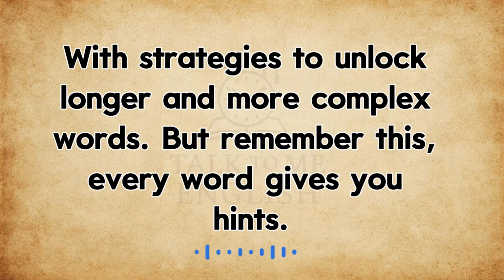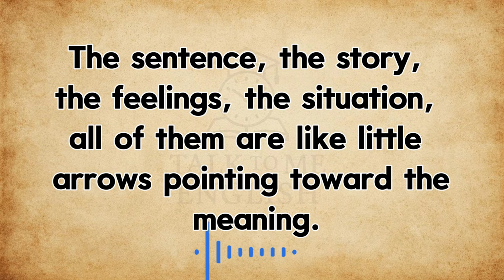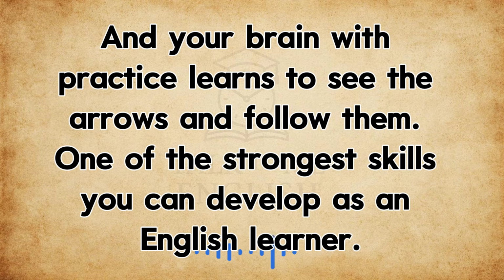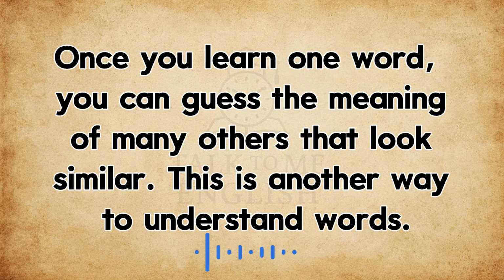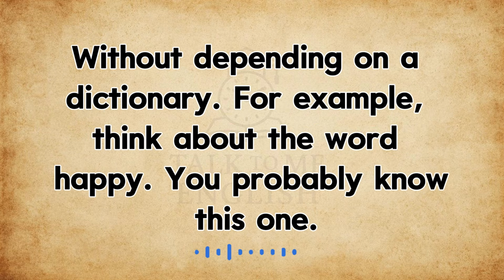But remember this, every word gives you hints. The sentence, the story, the feelings, the situation. All of them are like little arrows pointing toward the meaning, and your brain with practice learns to see the arrows and follow them. One of the strongest skills you can develop as an English learner is the ability to notice word families. Many words are connected to each other by a root or a small piece that carries meaning. Once you learn one word, you can guess the meaning of many others that look similar. This is another way to understand words without depending on a dictionary.